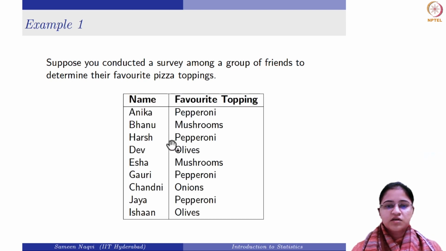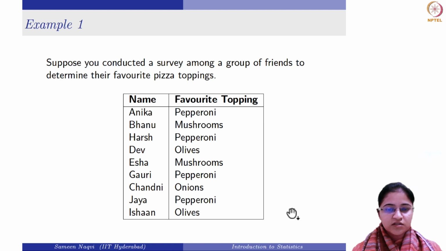You asked different friends. Suppose you have 9 friends in this table, and you have asked them their favorite pizza toppings. You can see what the categories are over here: pepperoni, mushrooms, olives and onions, right? So favorite topping is basically a categorical variable and you have collected the data on it. Now you want to summarize it. As we have seen just now, we can use count, mode or proportion.